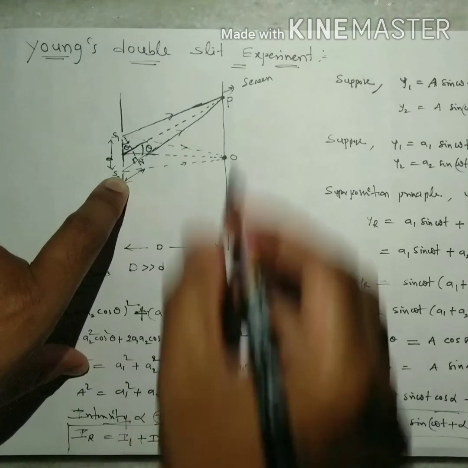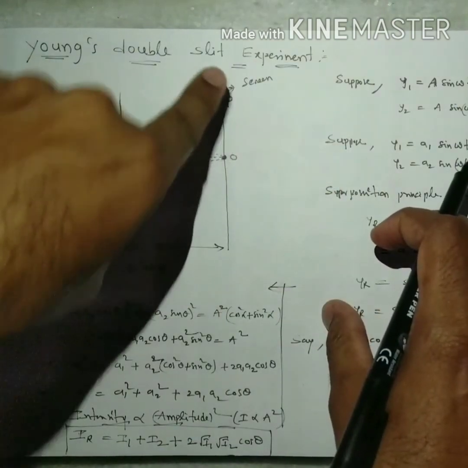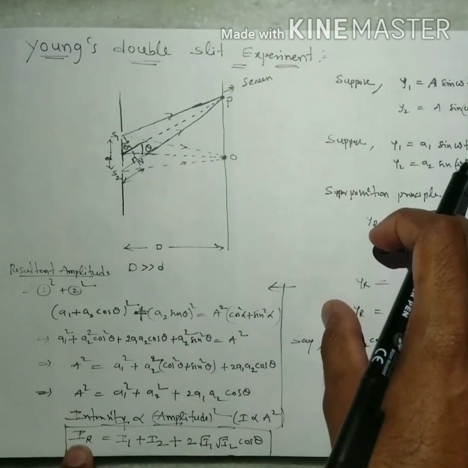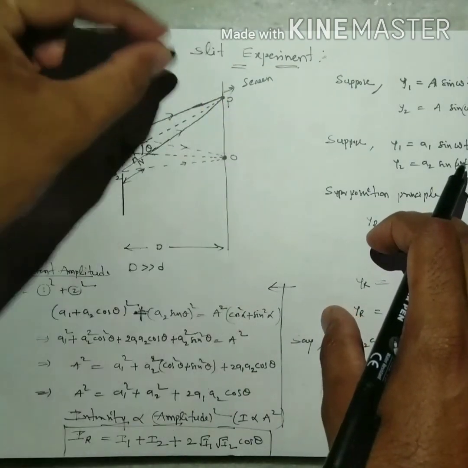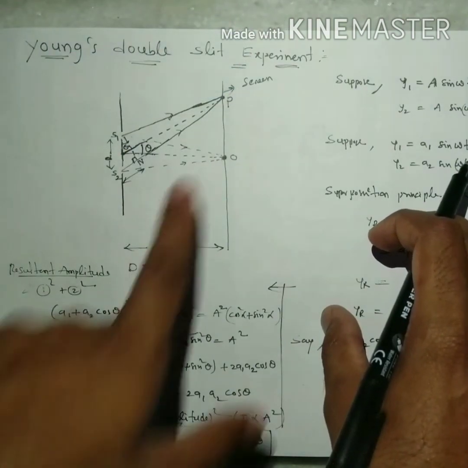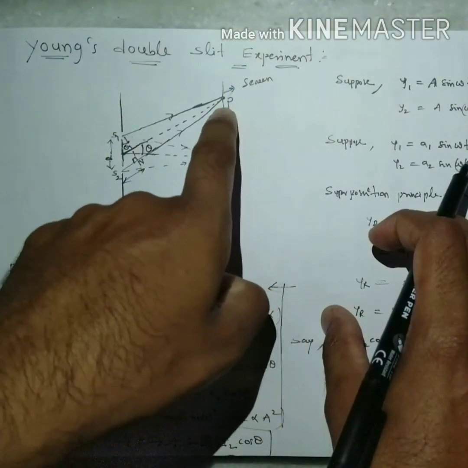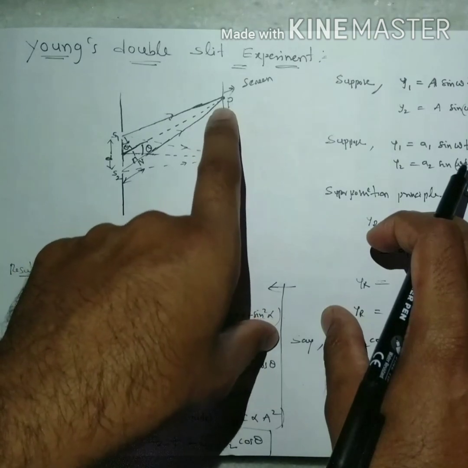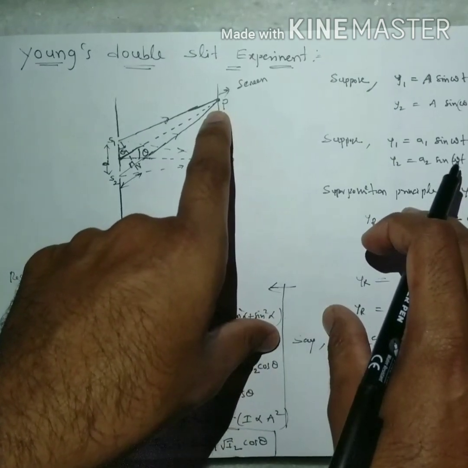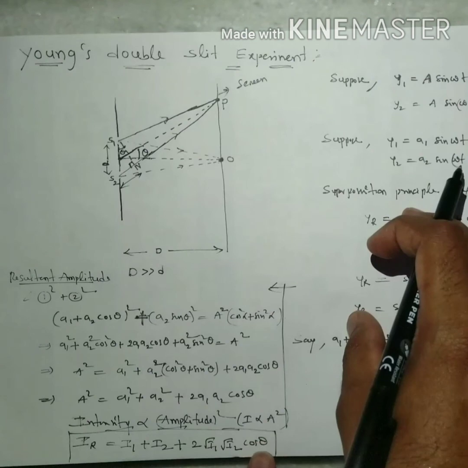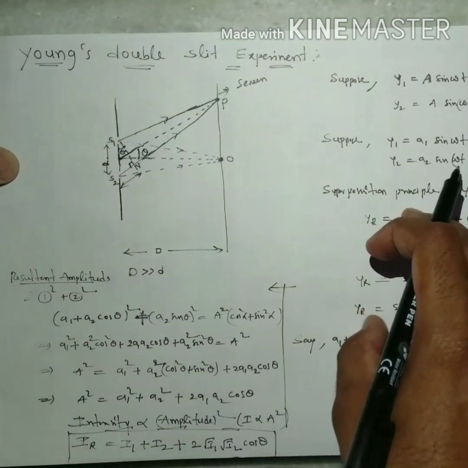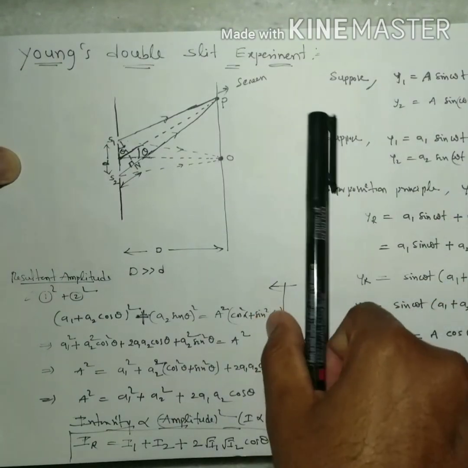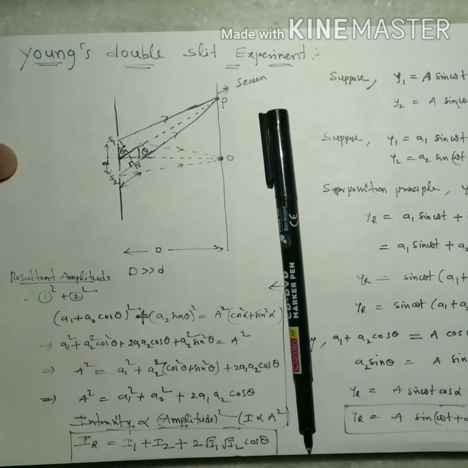intensity at point P. At point P, if the resultant intensity is maximum, that is constructive interference, and we get a bright fringe. If the intensity at point P is minimum, we get a dark fringe. Whether it is maximum or minimum is decided by cos θ. The conditions for bright and dark fringes we will discuss next class. Okay, thank you very much.